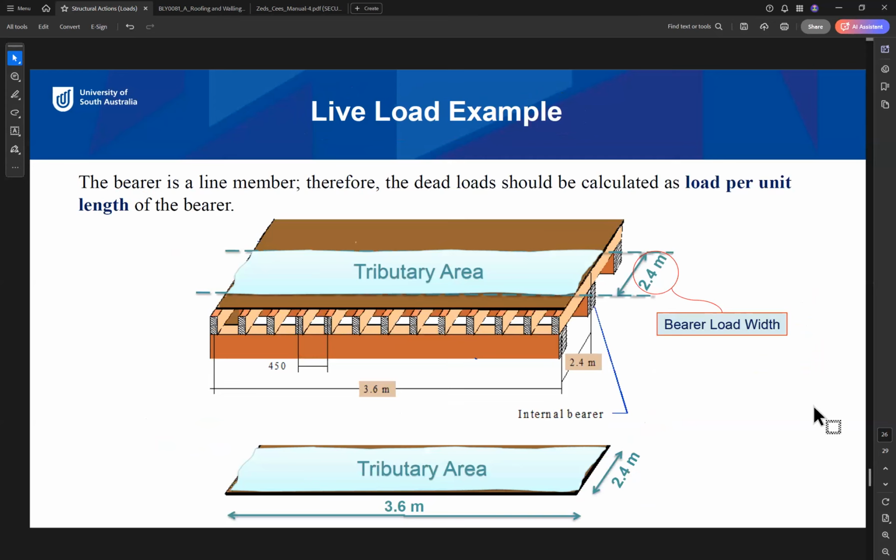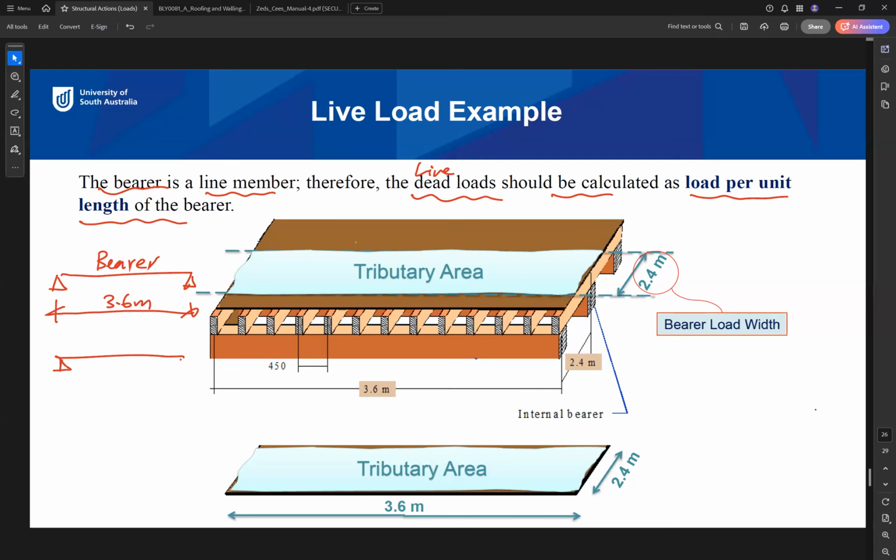So now if we look again at the bearer, the bearer is a line member. If you look at this bearer outside, this is our bearer. The bearer length is 3.6 meter. So it is a line member, therefore the dead loads and live loads should be calculated as load per unit length of the bearer. So we should find the load as uniformly distributed load in kilonewton per meter. This is what we have done during the class last week. So the same concept, but much easier.